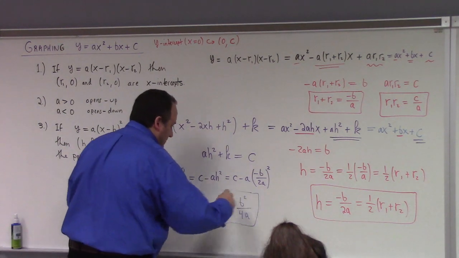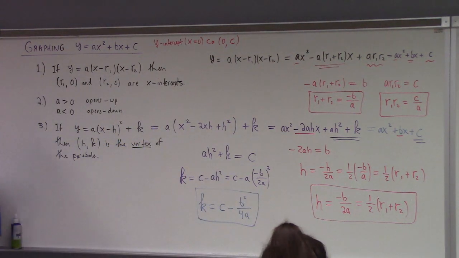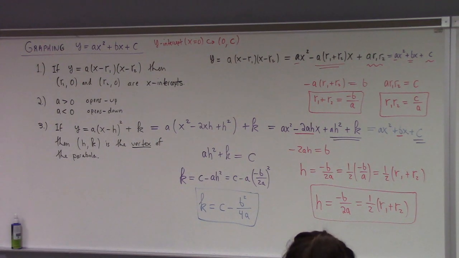So these are plug and chug formulas to find the coordinates of the vertex if you want to use them. In practice, I don't tend to find the vertex with these formulas, but it's nice to know about them in a pinch in case we need them.